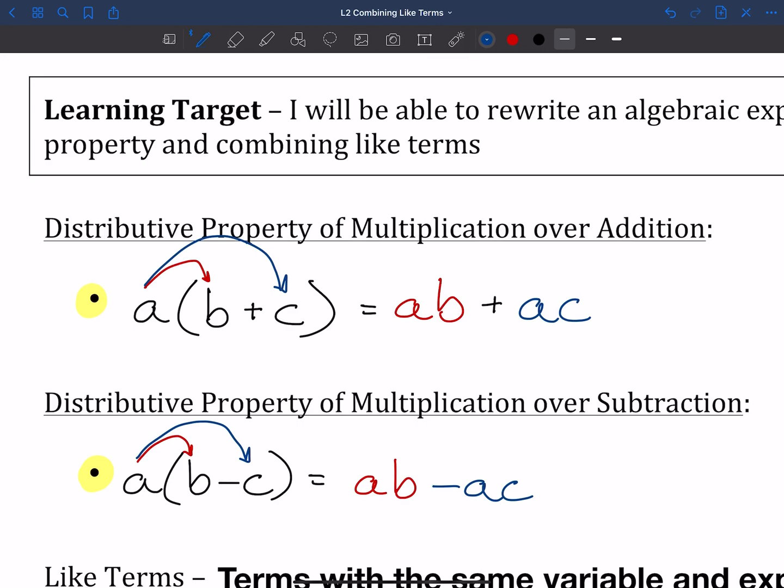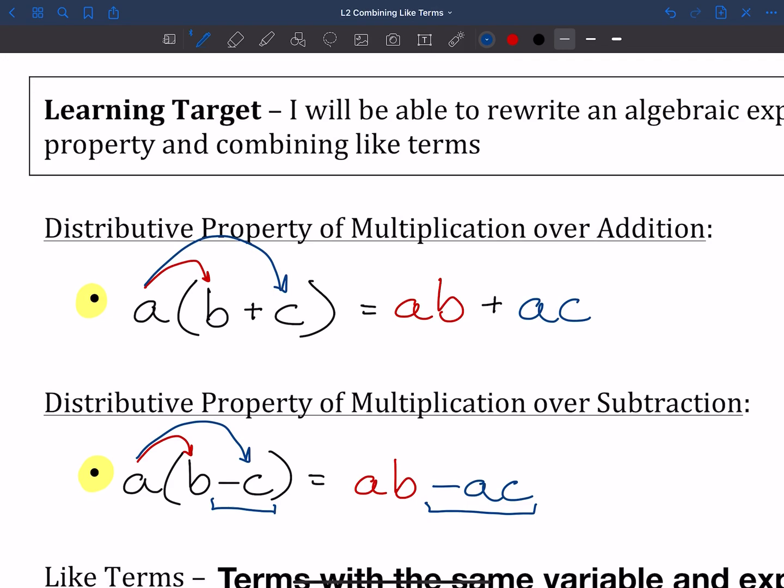When we do that, we're multiplying. So we have a times b in the red on both of these. For the one over addition, the one up top, it's a times a positive c, so we get positive ac with a plus sign. For the one over subtraction, it's a times negative c. Remember we talked a little bit about grouping it with that sign that comes right in front of it, which is why we have negative ac, because one positive times one negative gives us a negative.